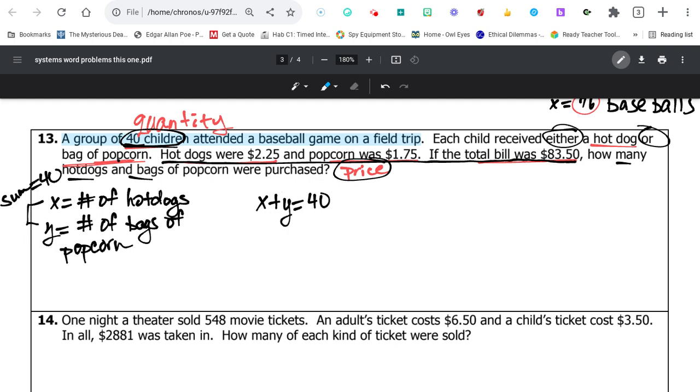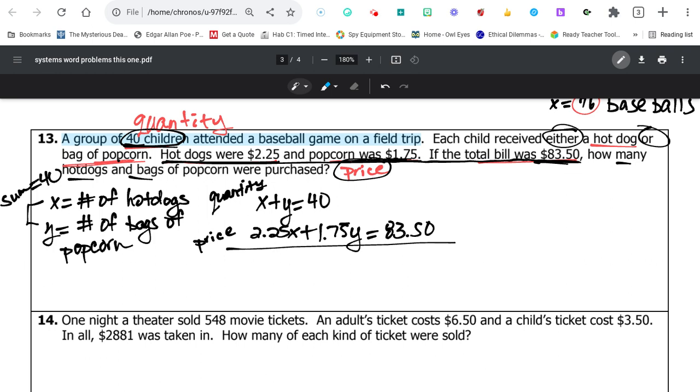All right, so that's going to take care of my quantity equation. Now I need to work on my price equation. The coefficient for the hot dogs had to be 2.25. So 2.25 per hot dog plus $1.75 per bag of popcorn, and a bag of popcorn is Y. And then the price was $83.50.